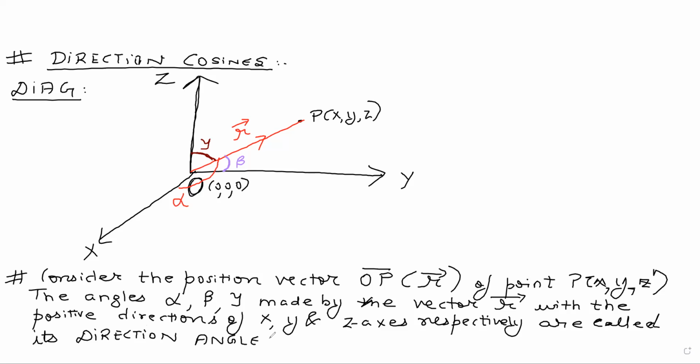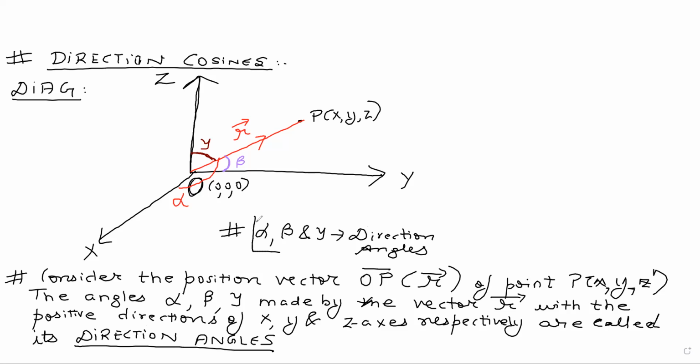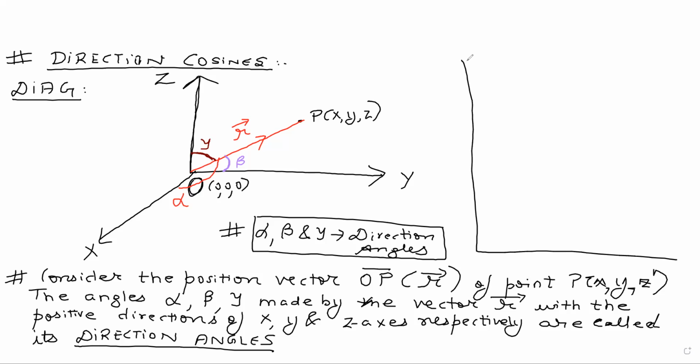So guys, what are direction angles? The angles made by the vector R with the x-axis, y-axis, and the z-axis are called the direction angles. So I can say alpha, beta, and gamma are called the direction angles, which are made by the vector R with the x, y, and the z-axis. Now let's continue further with the explanation. I'm doing it on the right of the screen. You can see.